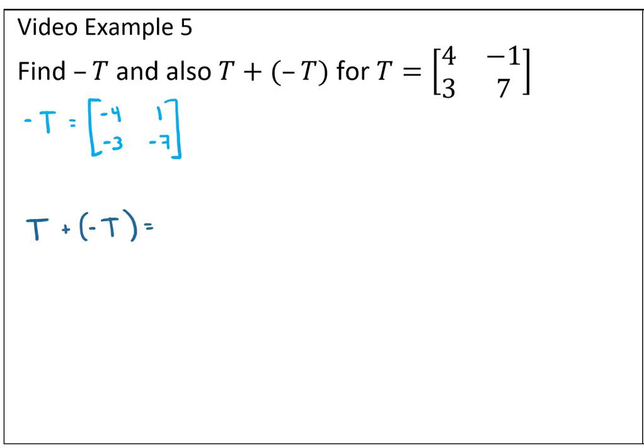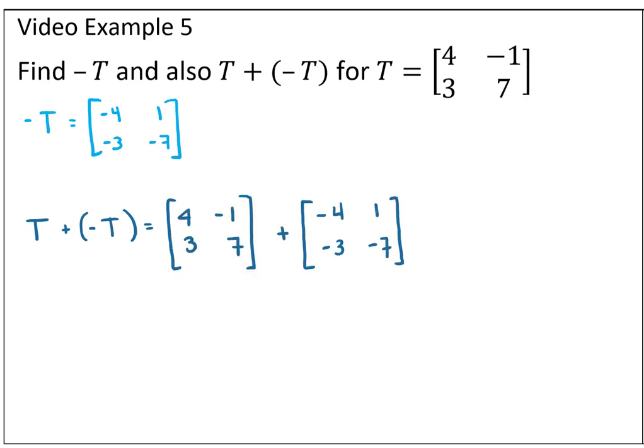What happens when you add a matrix to its additive inverse? That is, what happens when you add numbers to their opposites? Well, when we add each of those components, the numbers and their opposites will cancel out to make 0. We end up with just a 0 matrix, with the same order as the original matrix. That is, this is a 2 by 2.